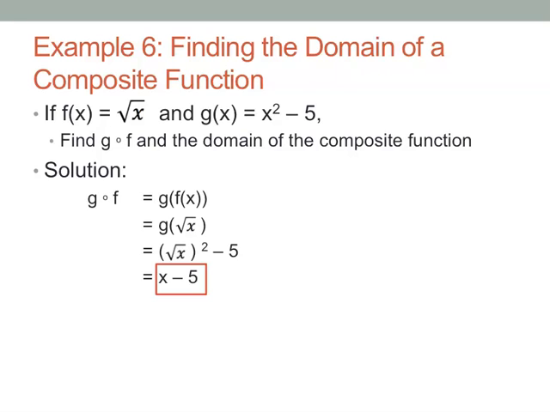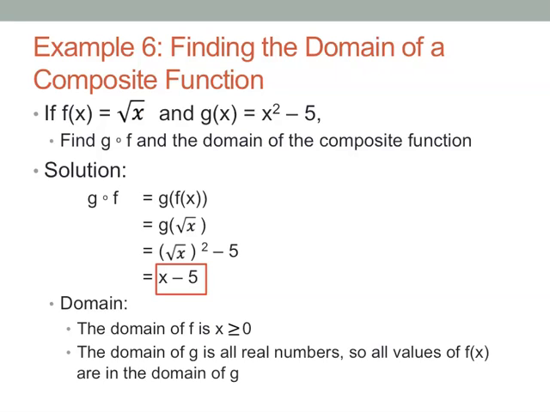Now, as to the domain, we first look at the inside function, which is f. The domain of the function f would be what? For the function f, we have a square root in there, and we know that what's under the square root must be greater than or equal to 0. So the domain of f is x greater than or equal to 0. Now for our function g of x, what values of x can you plug into x squared minus 5? Well, x can be all real numbers. There's no square root, there's no denominator.